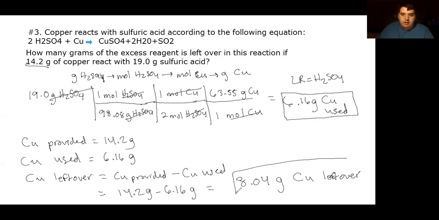And this right here is the final answer, because again, it's asking us what was the excess reagent left over. Well, our excess reagent was copper, and we've determined that the leftover amount of it in terms of grams is going to be 8.04 grams. So this right here is going to be the final answer.